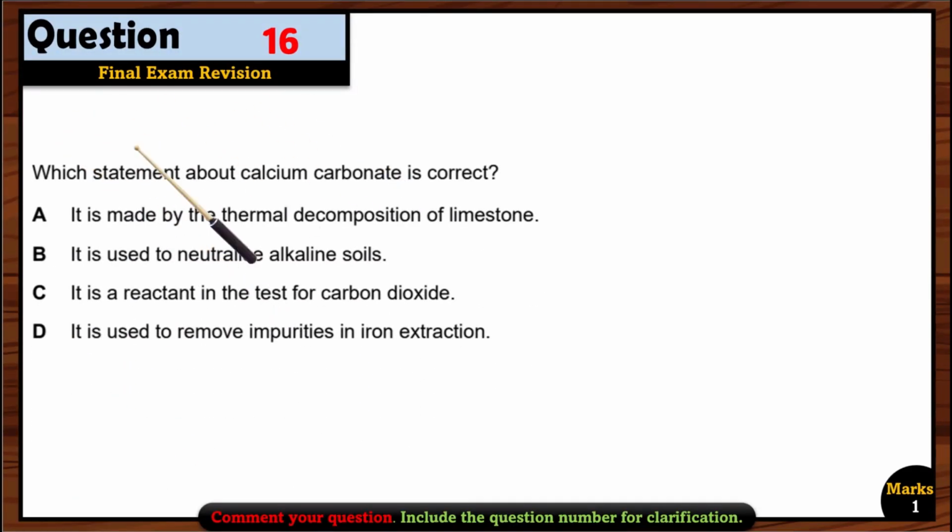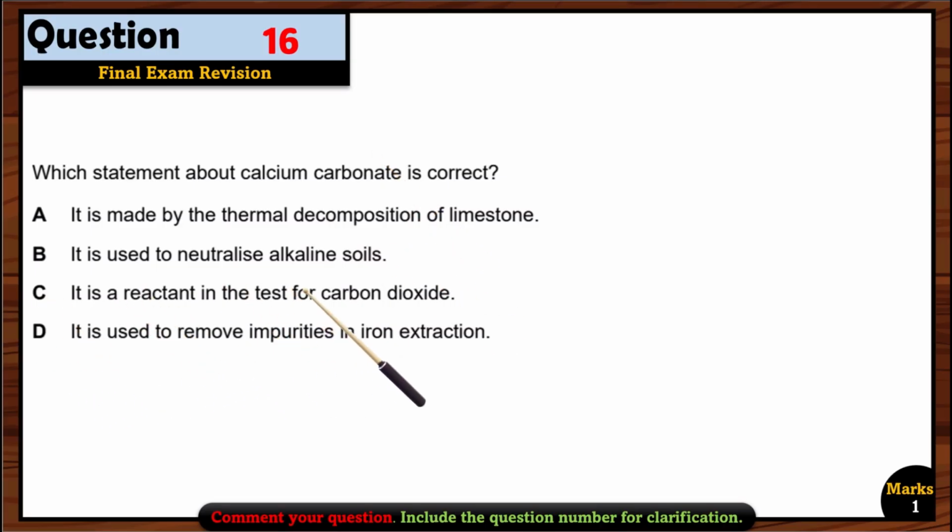Let's see question 16. Which statement about calcium carbonate is correct? It is made by thermal decomposition of limestone. Wrong, because limestone itself is actually calcium carbonate. It is used to neutralize alkaline soil. Wrong, it is used to neutralize acidic soil because calcium carbonate is alkaline in nature.